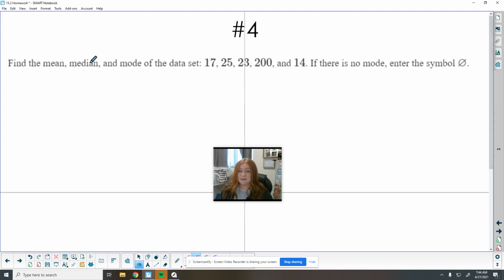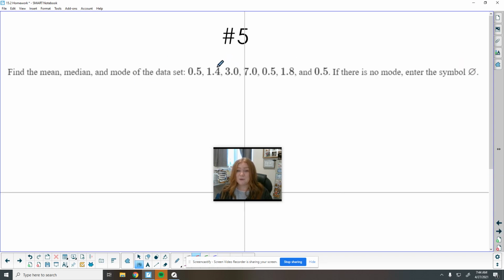Number 4, same thing. So mean, add them up, divide by how many there are. Median, put them in order, find the middle. 1, 2, 3, 4, 5. Since there's 5, these 2 will cancel out, these 2 will cancel out. You'll be left with 1 in the middle, and that will be your median. The mode, is there a number that happens more than the others? If there's not, put in the no symbol.